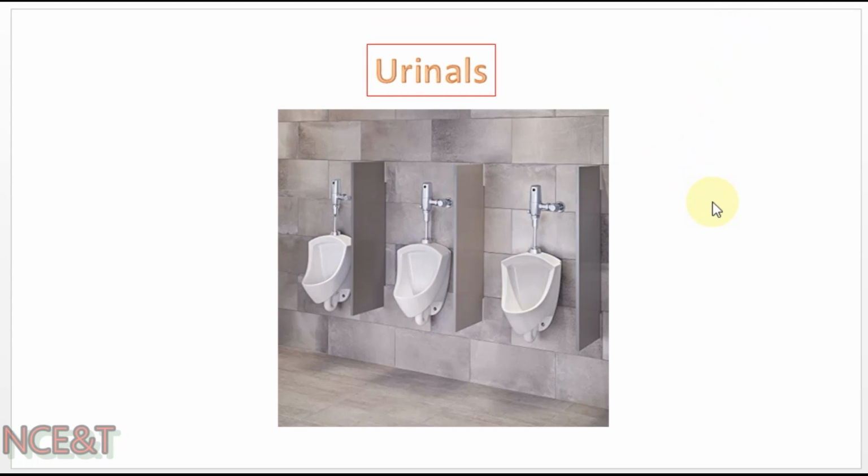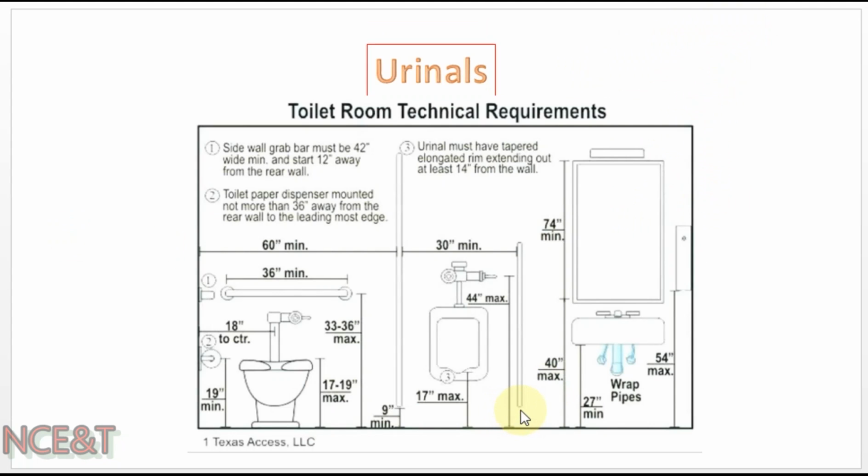In this picture, these are urinals that are used in public toilets, and this is the installation detail for the urinal. The bottom of the urinal can be maximum 17 inch, and the flush wall we can install maximum up to 44 inch from the ground.